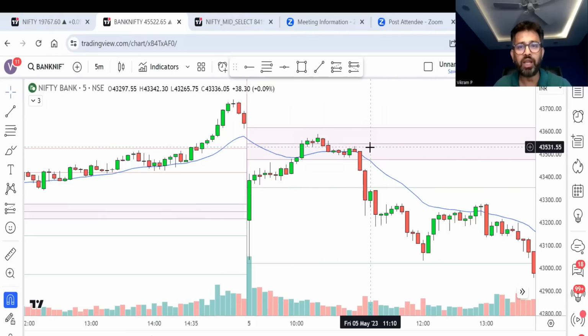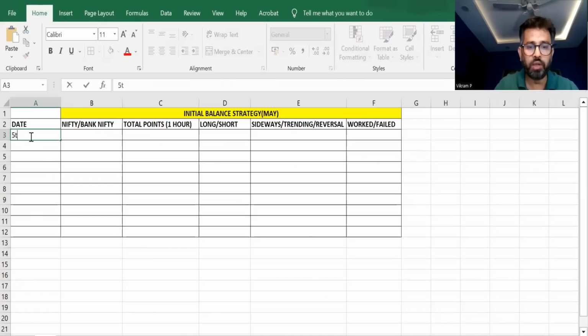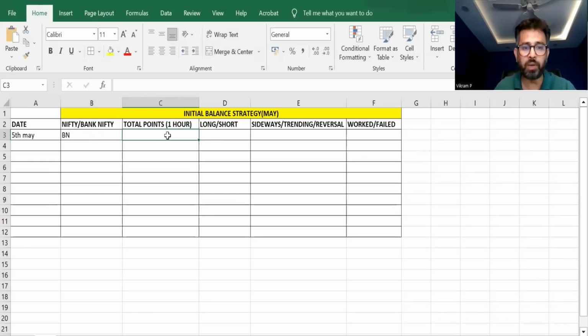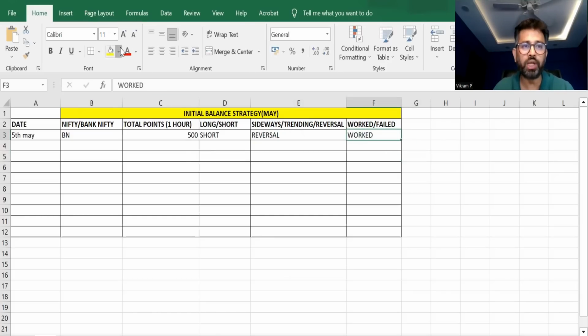So what I'll do, I'll go to the Excel file and update it. Let me go to the Excel file. Okay. In the month of May, it happened on 5th of May, right? Where it's Bank Nifty. Total points from the low, we have seen around 500 points in the first 1 hour, right? It was a short trade and after that what happened? It reversed, right? So it worked. Whenever it worked, I'll mark it green so that I will know that that day's trade worked, right? 5th May. Let us go to the next one and see when it happened again after that.